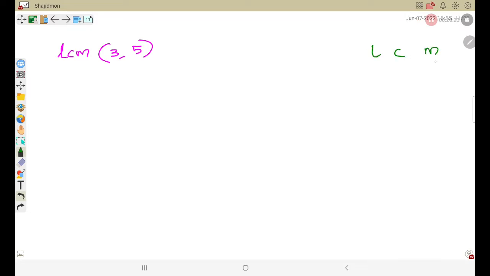LCM. Okay, so first, try to find the multiples. Multiples of the number 3 first. We are writing 3's multiples. What are the multiples of 3? First number 3, correct. Then 3 plus 3 is 6. 6 plus 3 is 9. Add 3, okay, that is the meaning of multiples of 3.